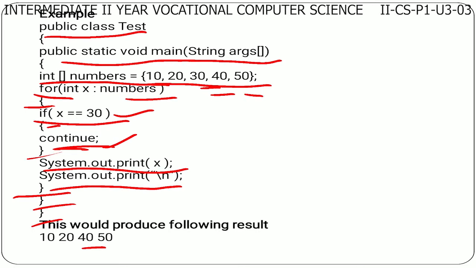That is, when x equal to 30, when you are giving a continue statement, directly the control is shifted to the next update statement, that is it goes to 40. So in the output we get 10, 20, 40, 50 but not the 30. So in this way the continue statement works.